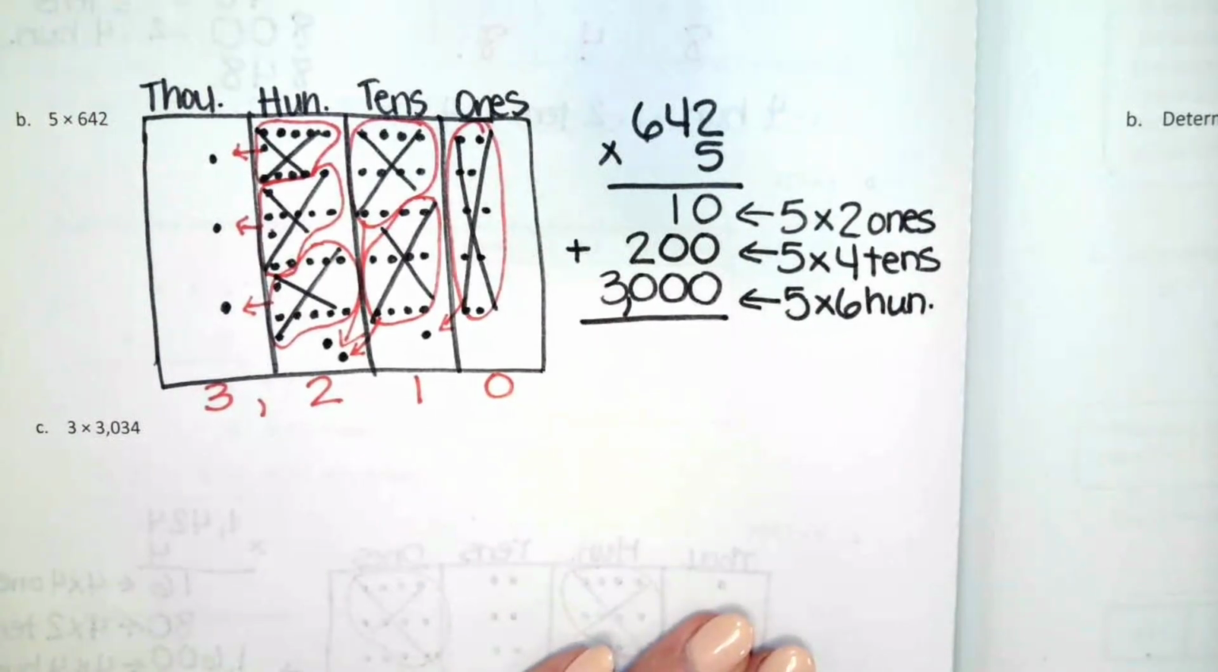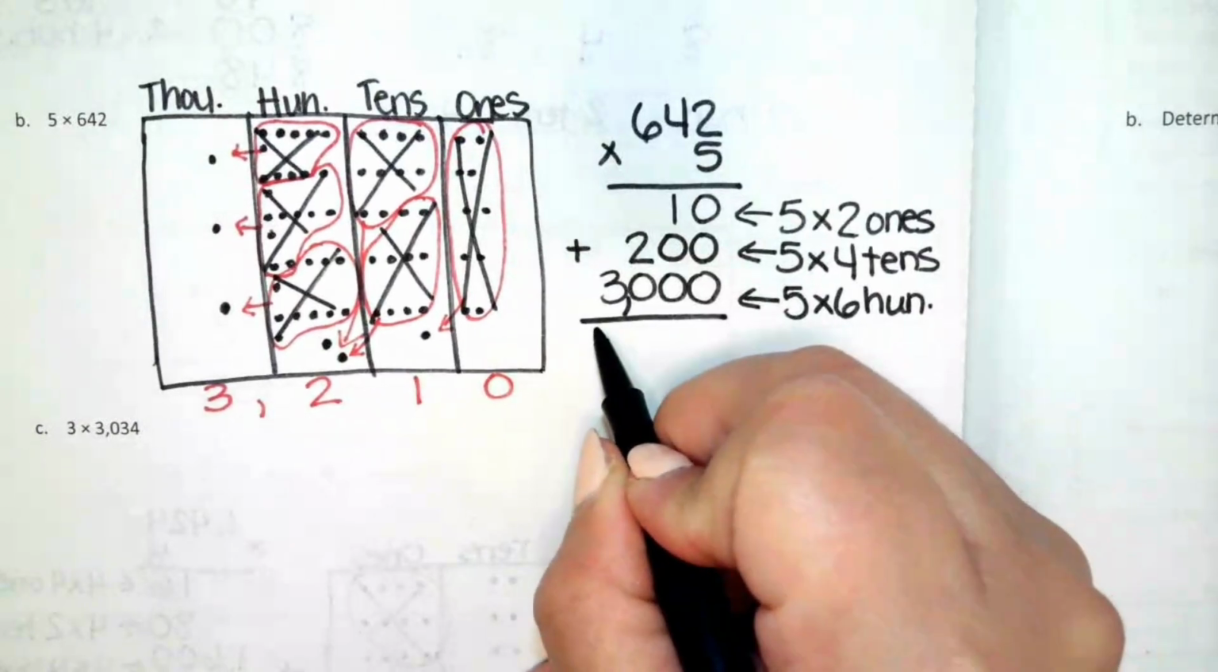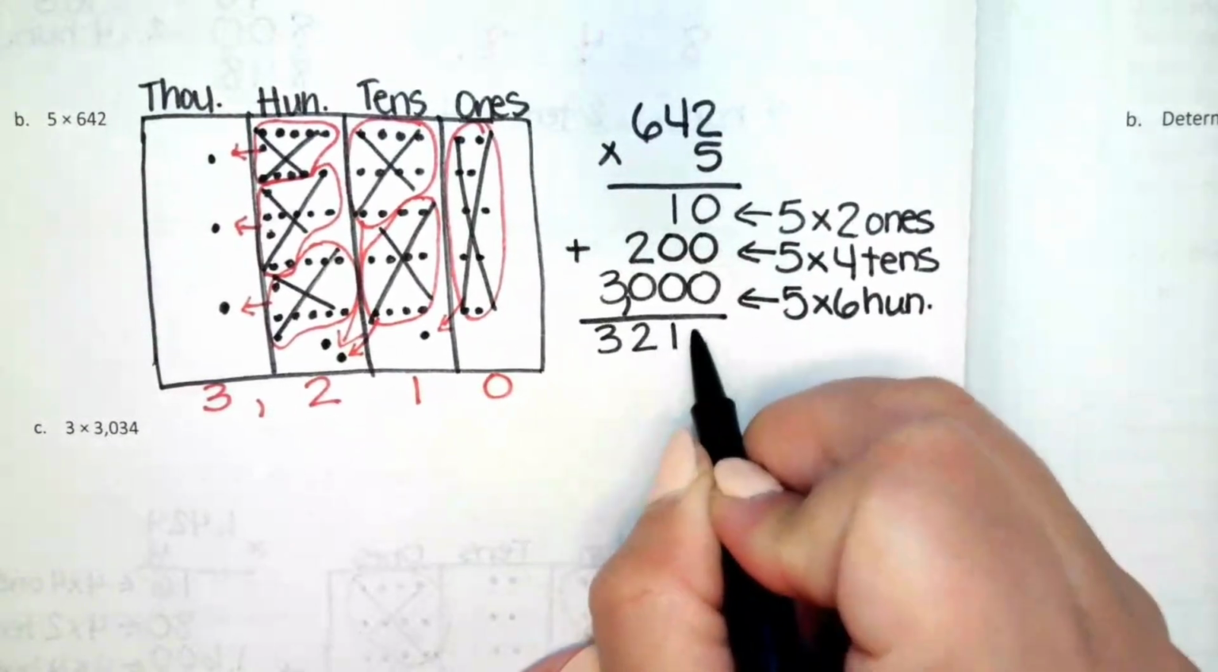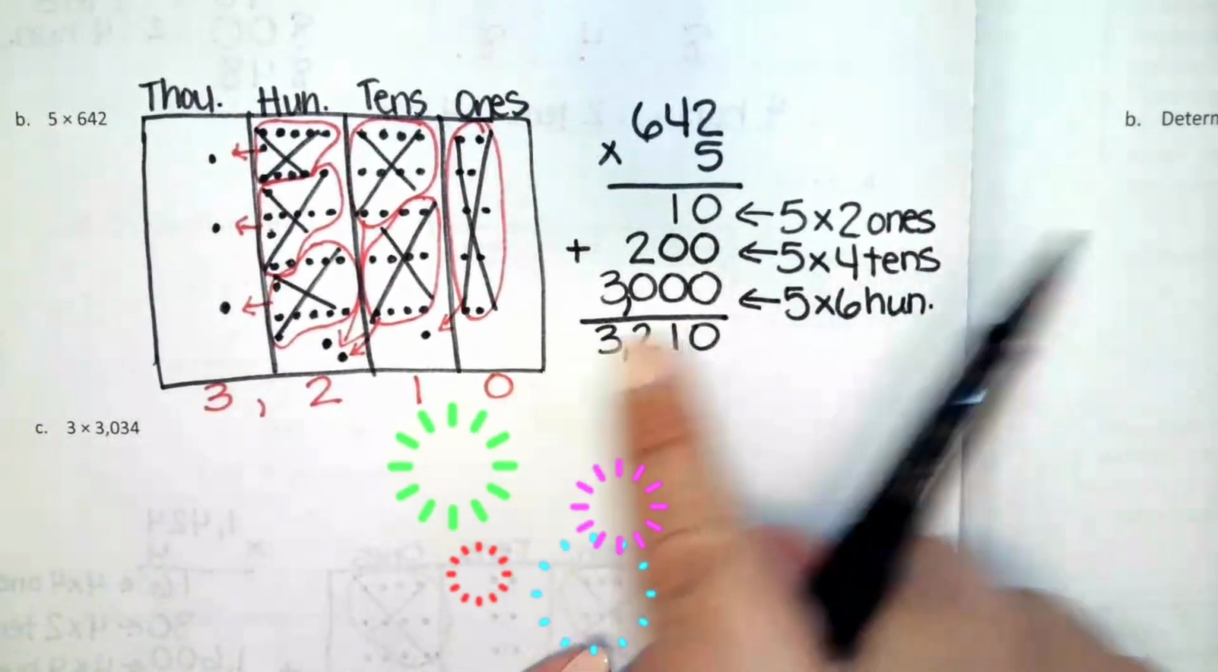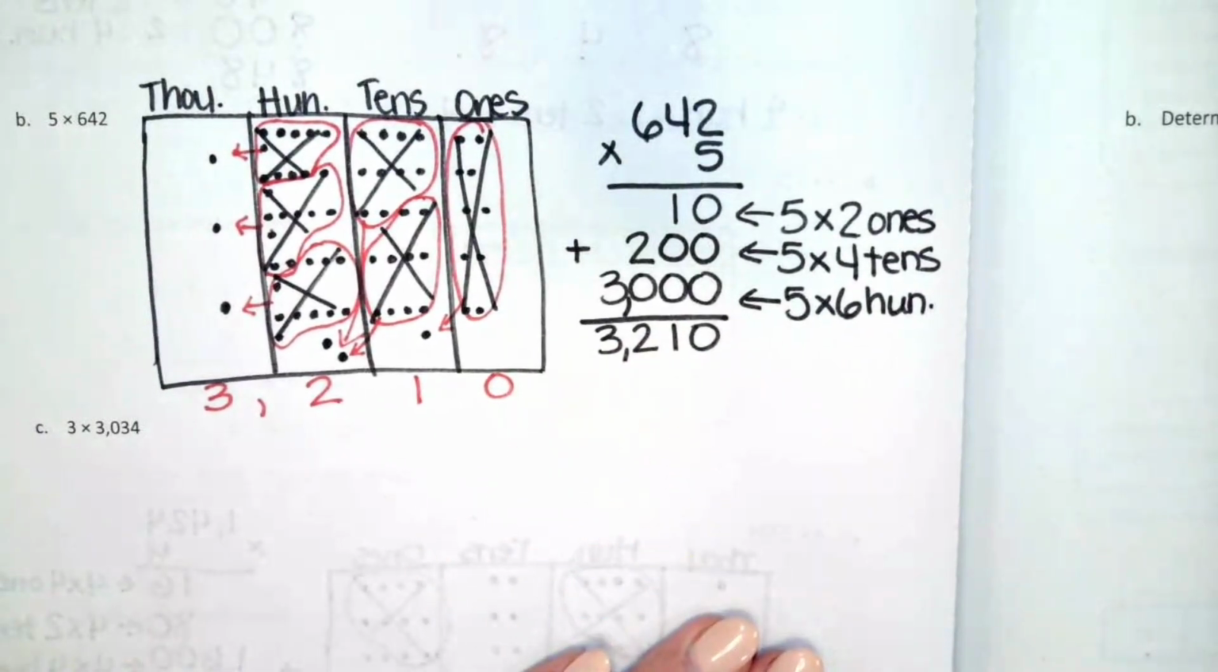Add your columns, see what you get. Did you get 3,210? Good job. It matches our place value chart.